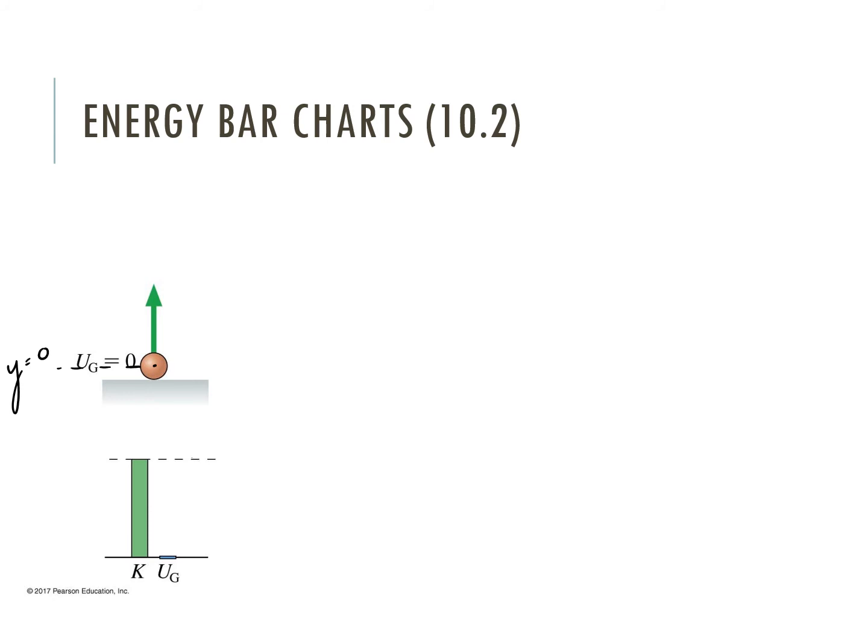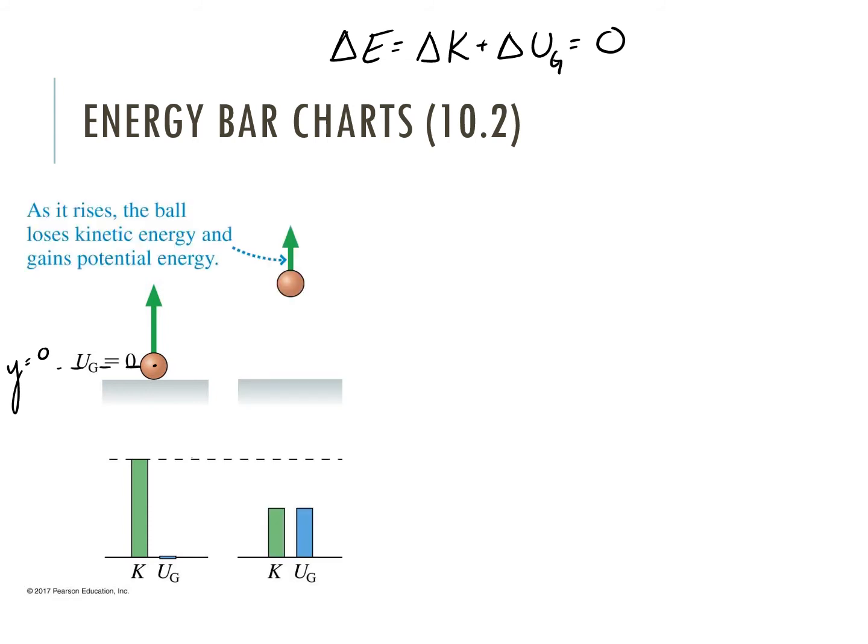This dashed line here corresponds to the idea that we have an ideal system. What that means is that the change in energy is equal to the change in kinetic energy plus the change in potential energy, which is equal to 0. Right now, the only potential energy we're dealing with is the gravitational potential energy. So as the ball moves upwards, we lose some of our kinetic energy, and it gets transformed into gravitational potential energy.